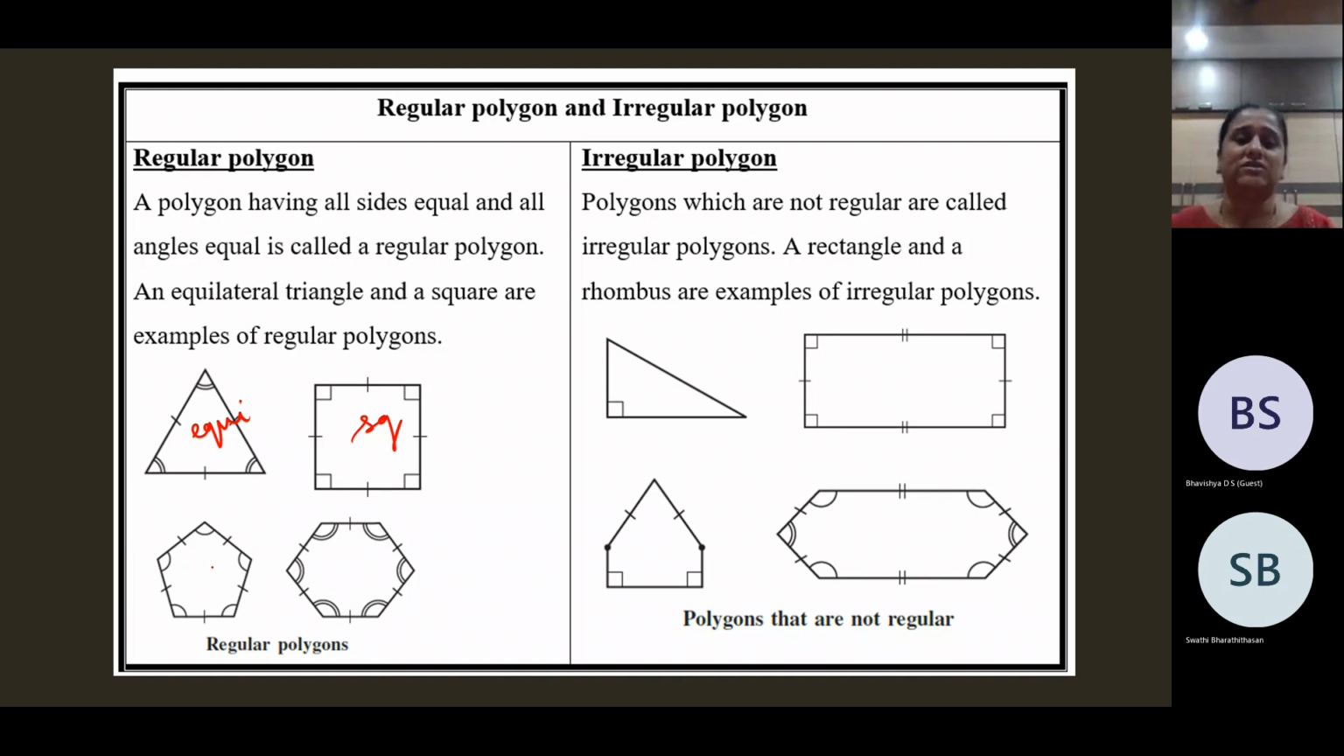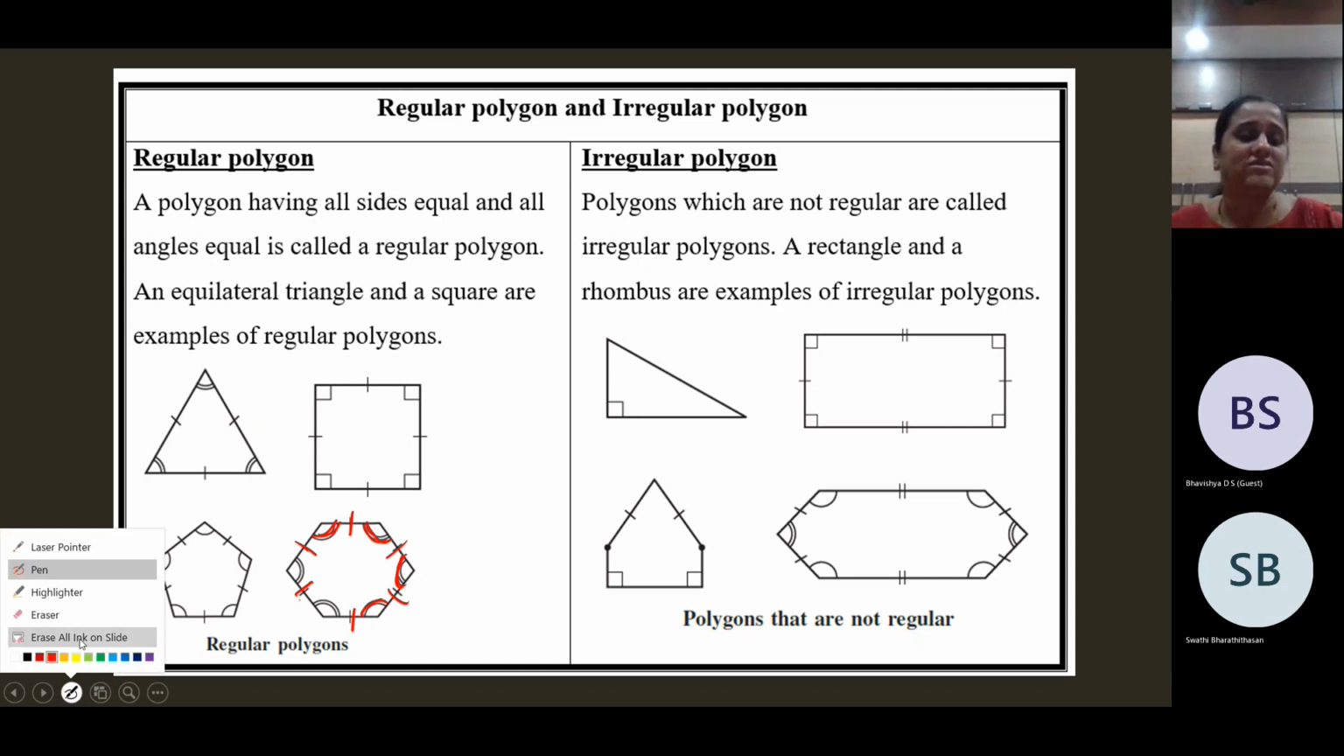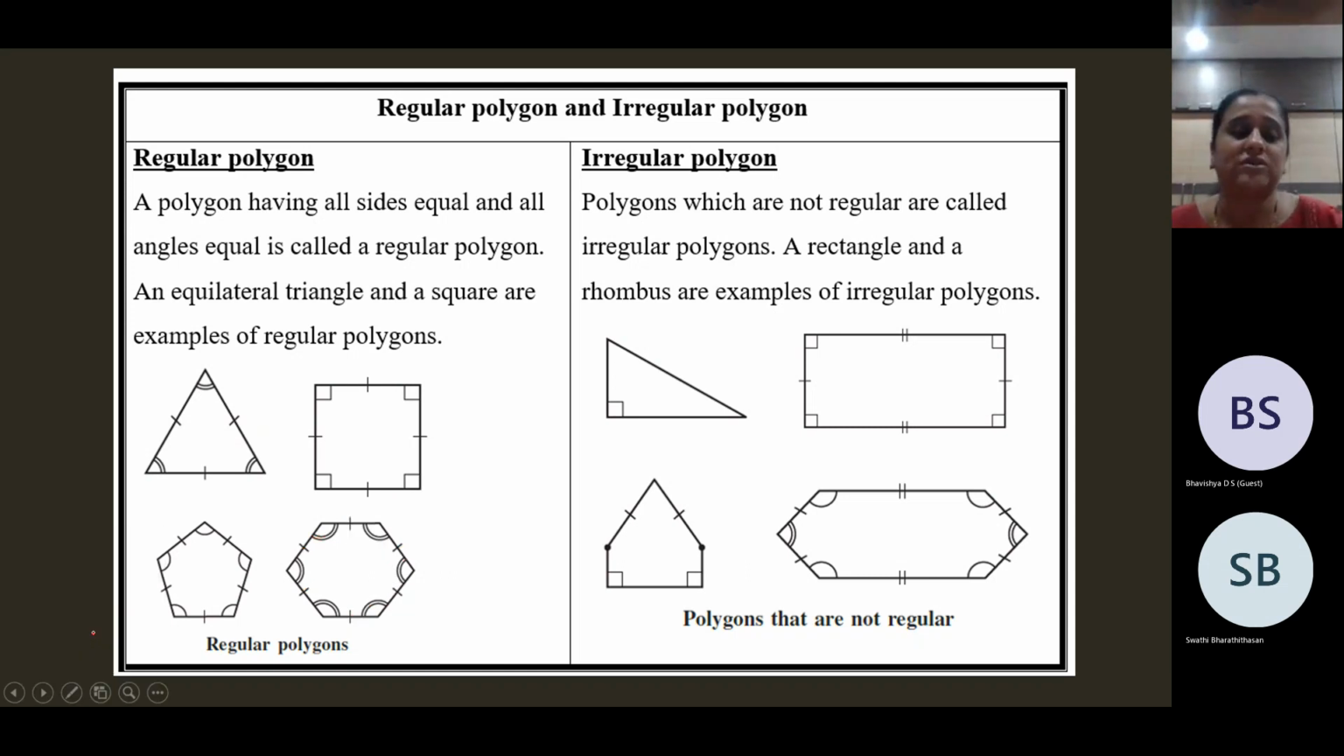Now this one is a regular pentagon because it's marked that all the sides are equal and all angles are equal. So it's a regular pentagon. This one, 1, 2, 3, 4, 5, 6. It's a regular hexagon because it's marked that all the sides are equal. See, all the sides are marked equal and all the angles are also marked equal. You can see the double lines here. Sides and angles are equal. So it's a regular hexagon.